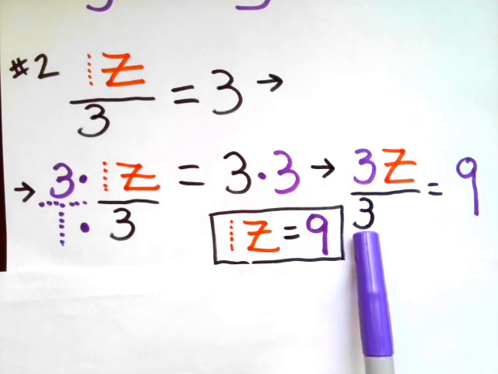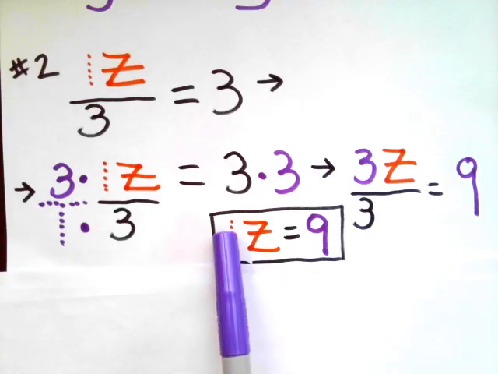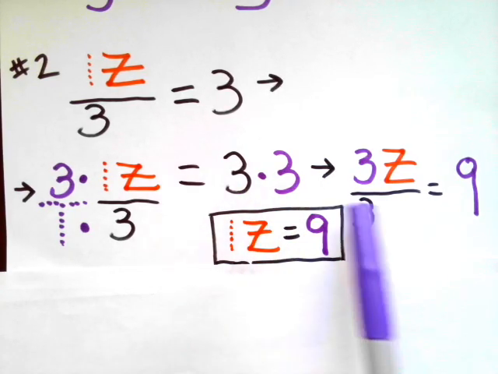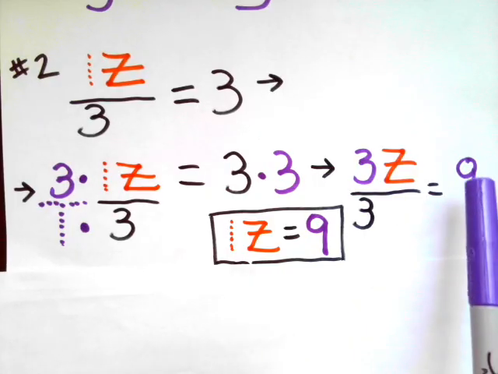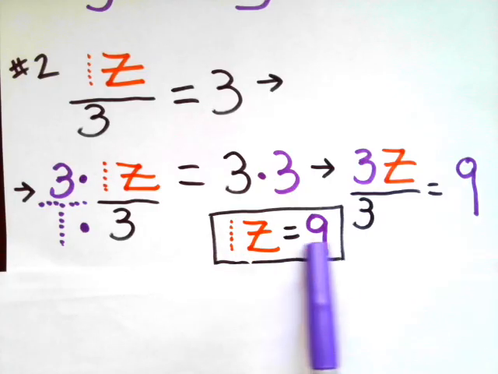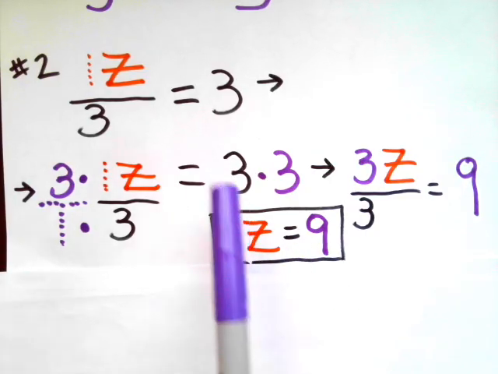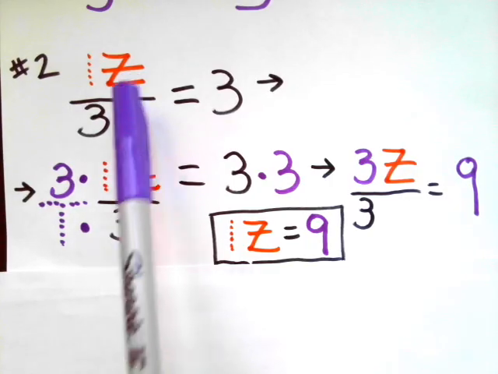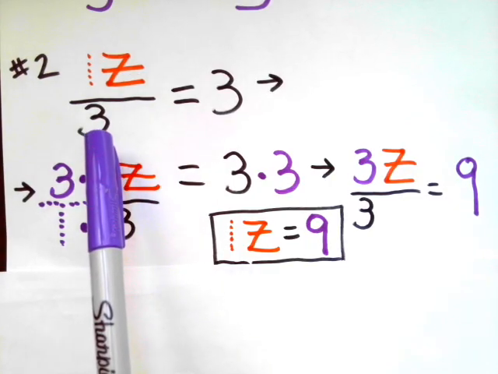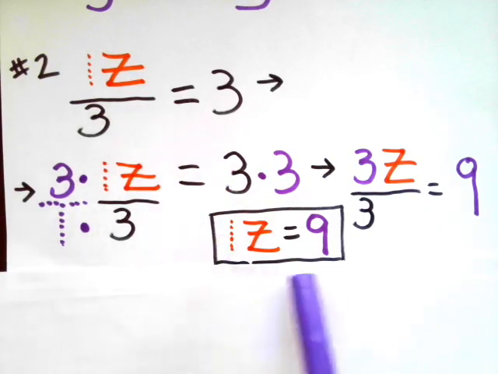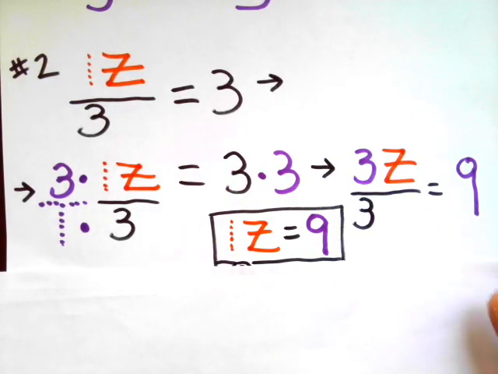3 over 3 reduces down to that invisible 1. Z is all by itself. And 3 times 3 on the right side of the equation is 9. Again, that 3 over 3 is a 1z. Z equals 9. You want to check your answer? Substitute 9 for that z. Of course, 9 divided by 3 is 3. Does 3 equal 3? Is that a true statement? Then yes, z has got to equal 9.